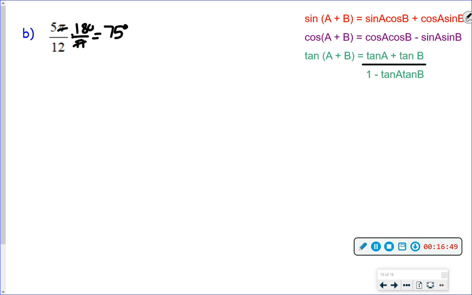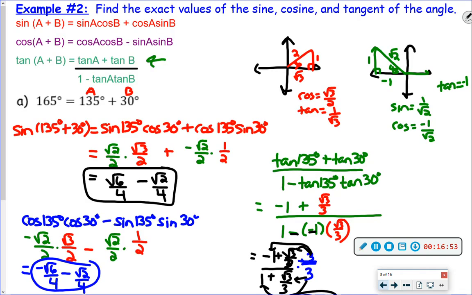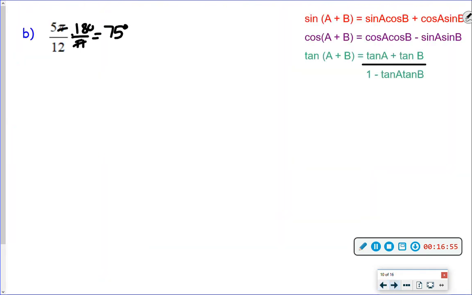Now, notice they told you on the last problem to use 135 plus 30. We're going to have to get creative. I mean, we've seen it before. We can do it. I'm going to rewrite the 75. We want to use angles that we know. 30 plus 45. Okay, so let's start. We have to do all 3 again, my friends. Let's do sine of 30 plus 45. Let's do that guy first.